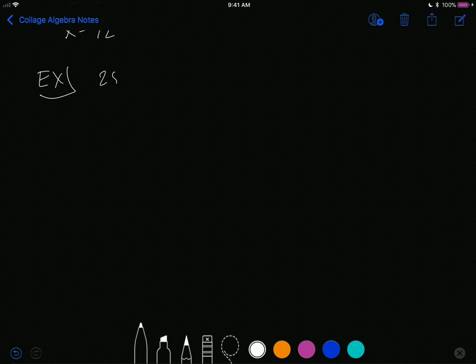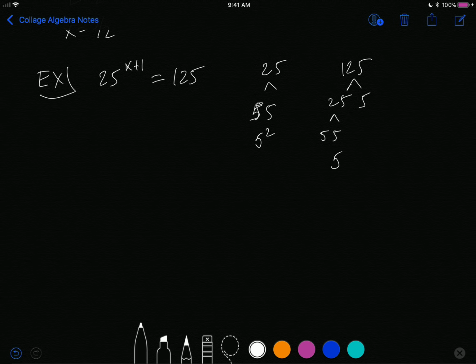So again, I have 25 raised to the x plus 1 is equal to 125. I do my little factor tree. Well, 25 is 5 times 5. So that's 5 squared. And 125 is 25 times 5. That's 5 times 5 times 5, and so I have 5 cubed. So I go in and I do my replacements. Instead of writing 25, I write 5 squared. Instead of 125, I write 5 cubed.